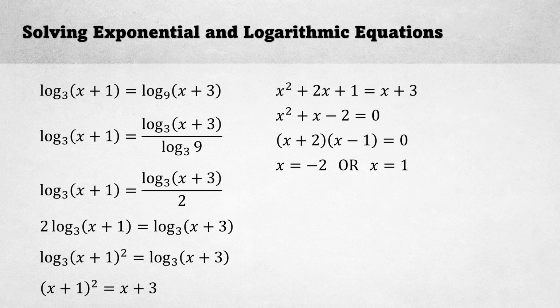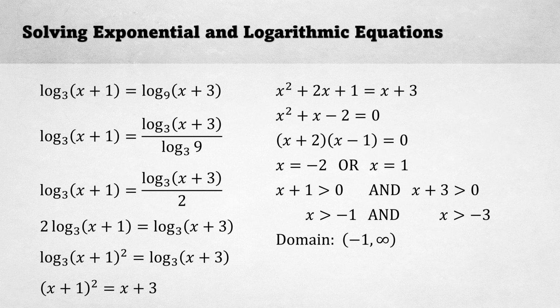We need to ensure that they don't violate any domain restrictions. For the left side of the original equation, x plus 1 has to be positive, and for the right side of the original equation, x plus 3 has to be positive. That is, x has to be greater than negative 1 and greater than negative 3. The portion that satisfies these conditions is real numbers greater than negative 1.